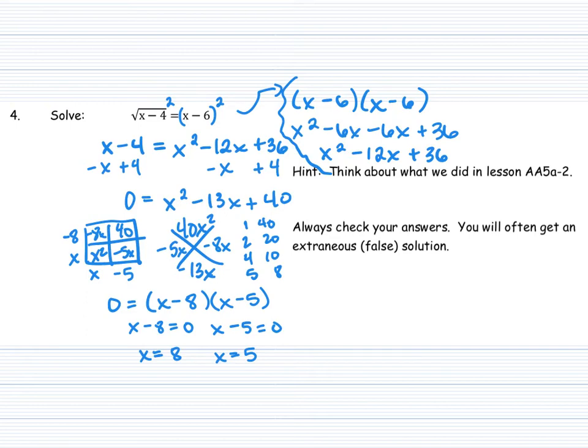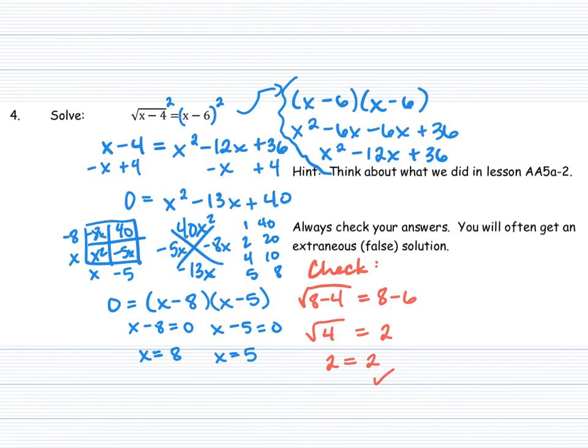So what we're going to do is simply plug each of those back into the original equation for both x's and check and see if they both work. So I'm going to do the 8 first. So this is my check over here. Actually, I'm going to put that in a different color. So square root of x minus 4, so I'm going to put 8 minus 4 equals 8 minus 6. 8 minus 4 is 4. 8 minus 6 is 2. Square root of 4 is, in fact, 2. So we're good to go on 8. So 8 is a valid solution.